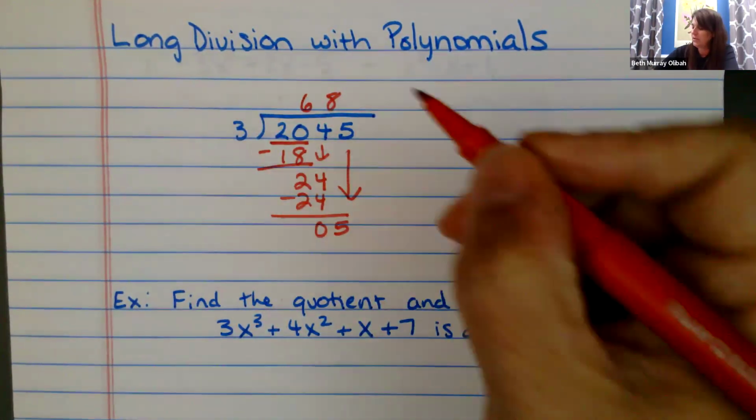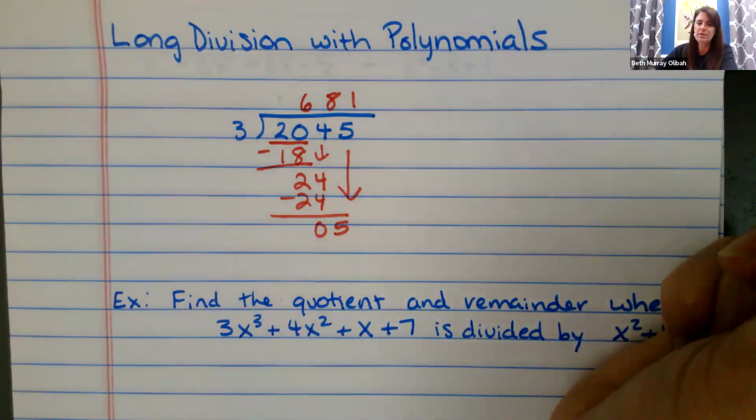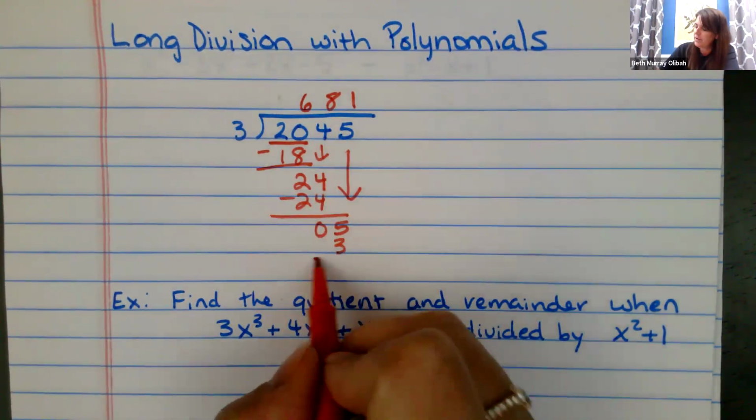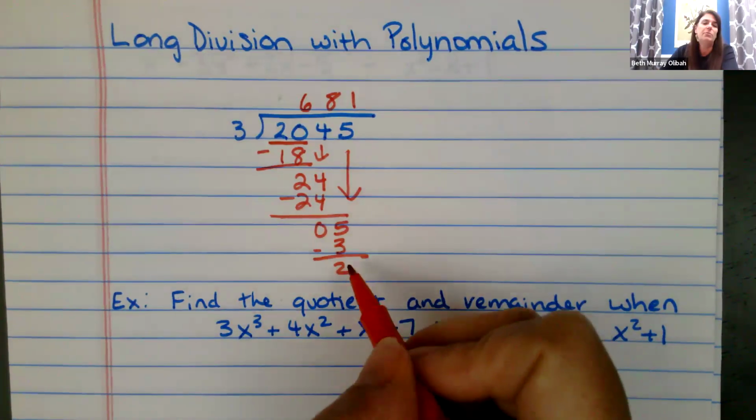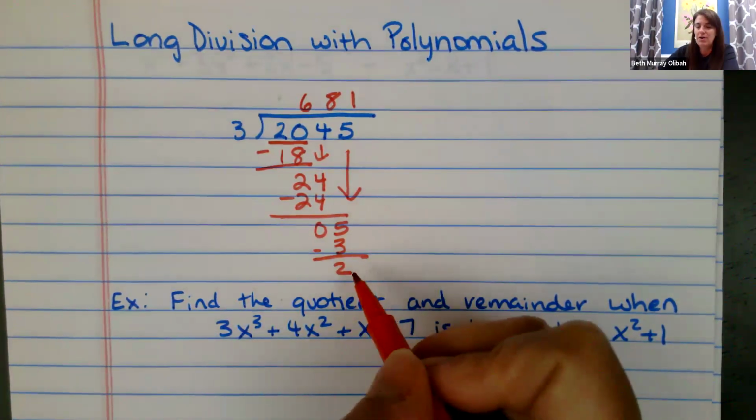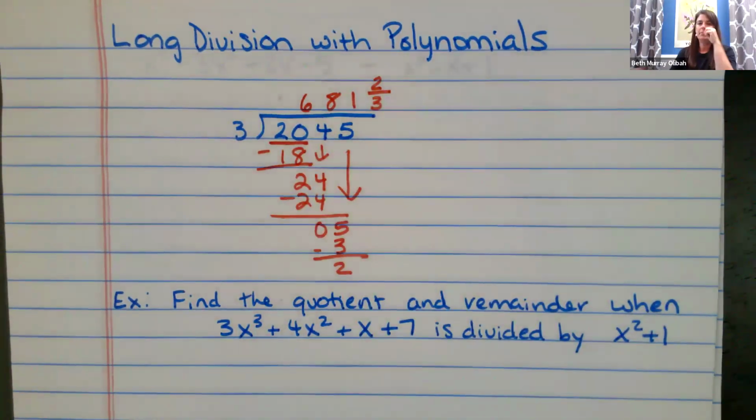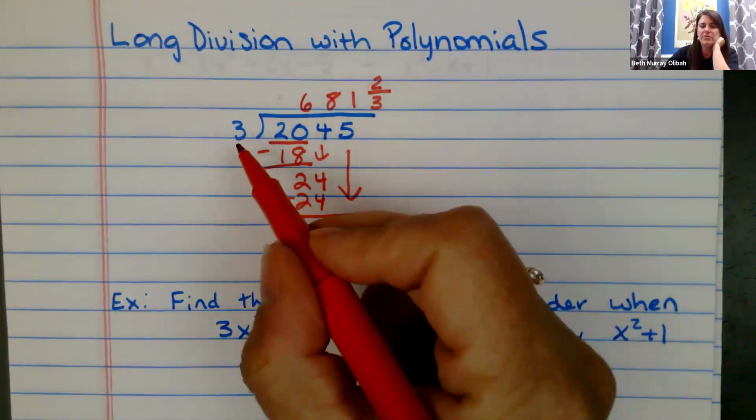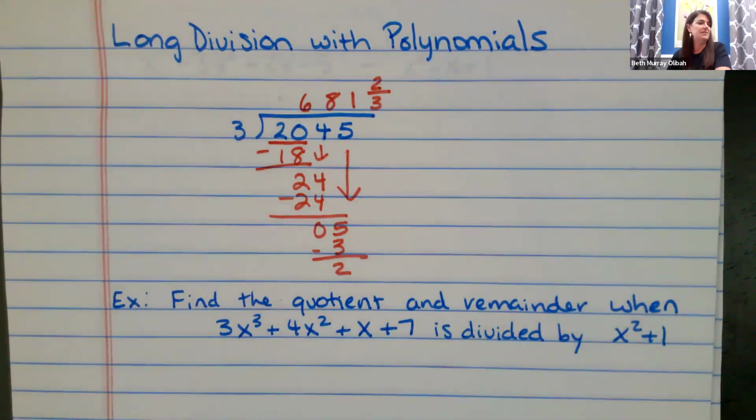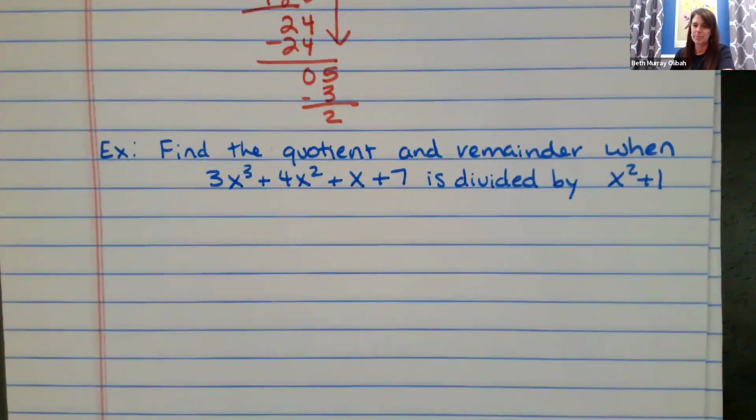3 times what would get me as close to 5? 1. 1 times 3 is 3. There's nothing left to bring down, so this is my remainder. And remember, with remainders, we can always make them a fraction by putting the remainder over what we were dividing by. So we're going to do that exact same thing with this problem.